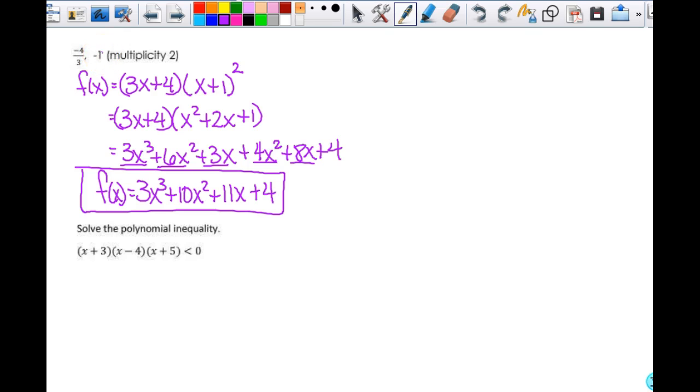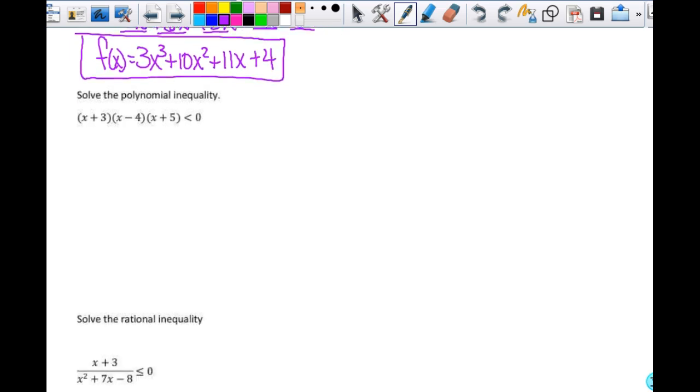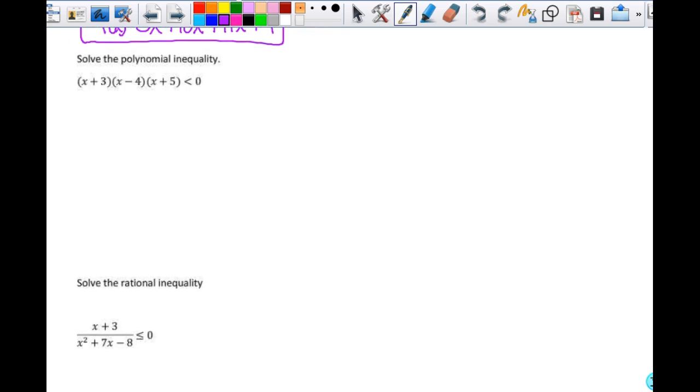All right, so then I'm going to solve the polynomial inequality. So it's already factored for me. That was nice. So I have this. I need to find my zeros. It's going to give me -5, -3, and 4.